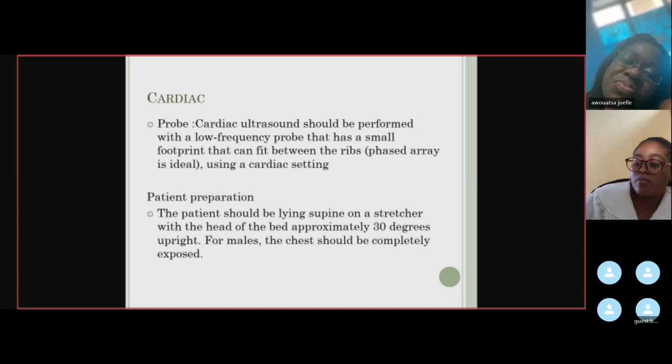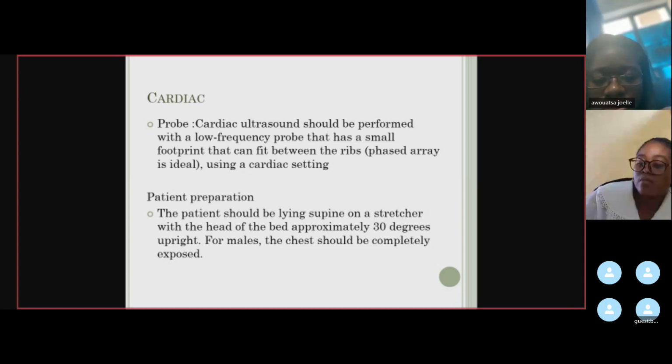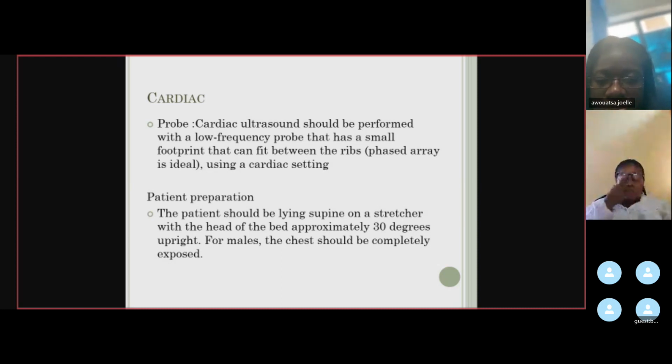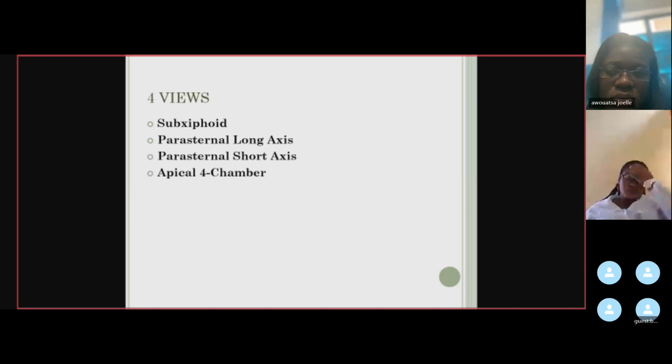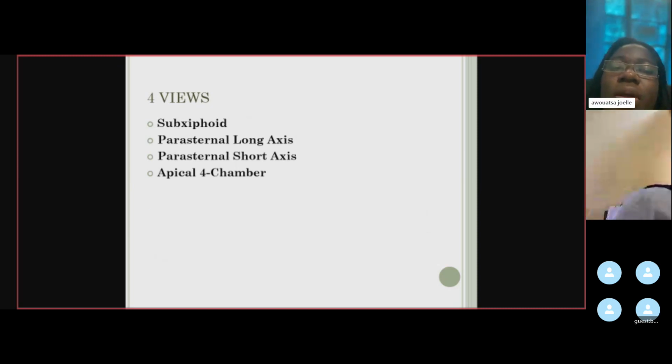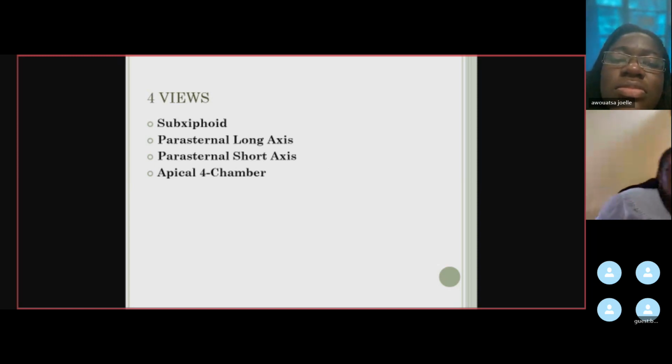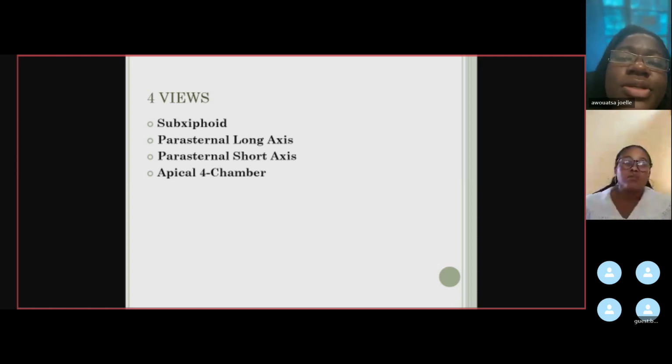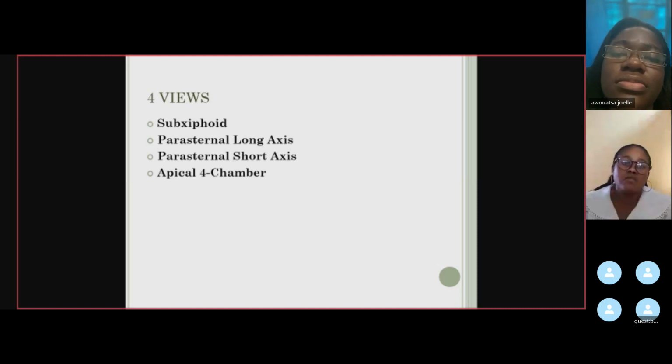So in this, the patient will be lying in supine position with the head of the bed approximately 30 degrees upright. In males, the chest will be completely exposed, and females can be given a gown or a towel. And then we can start the scan. In cardiac, we take 4 views, that is subxiphoid view, parasternal long axis view, parasternal short axis, and apical 4-chamber view. Each view will be discussed now.